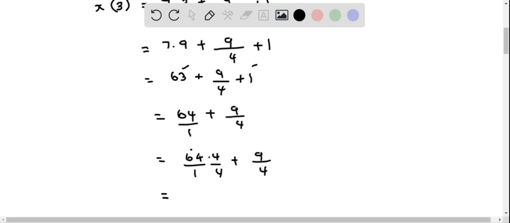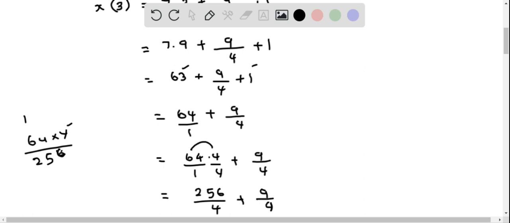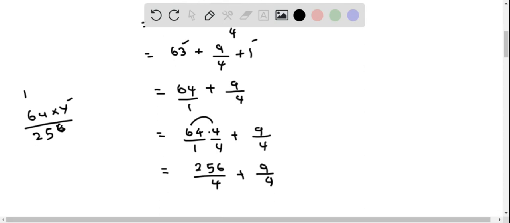So therefore this becomes 64 times 4. We'll multiply this. This is 4 times 4 is 16. 6 times 4 is 24. It is 256. So this is basically 256 by 4 plus 9 by 4. So this equals 256 plus 9 equals 265 by 4.